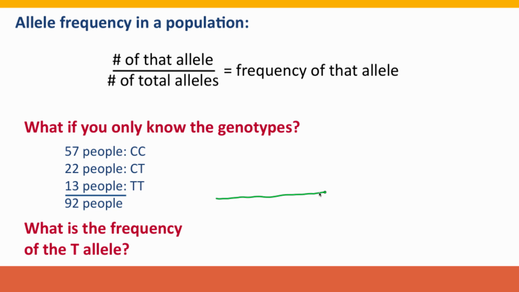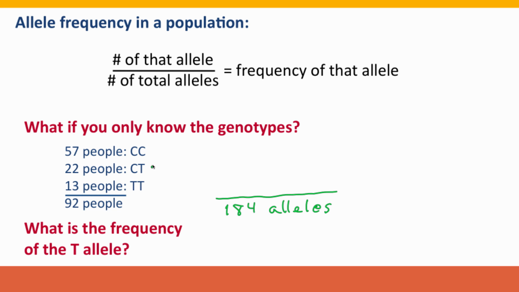We know that there are 92 people. Each person has 2 alleles, so that's 184 alleles in the whole sample of the population. And we're assuming that this is a large enough sample that it's representative of the population. What's the frequency of the T allele?